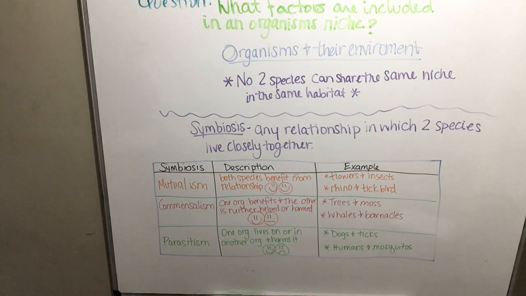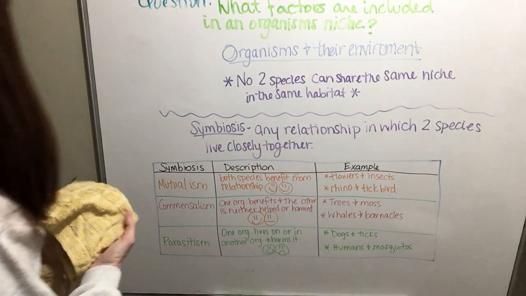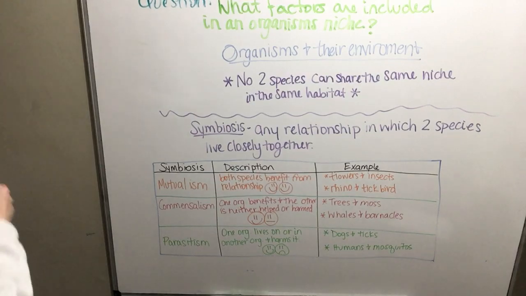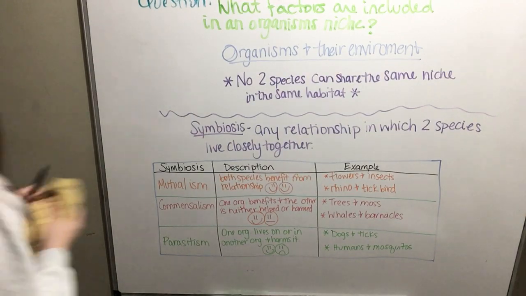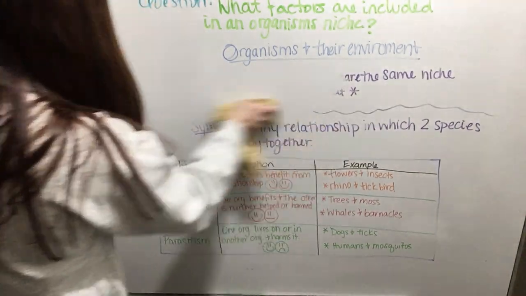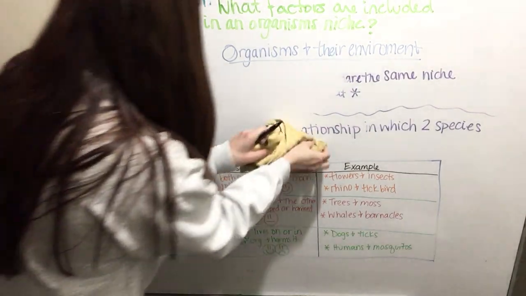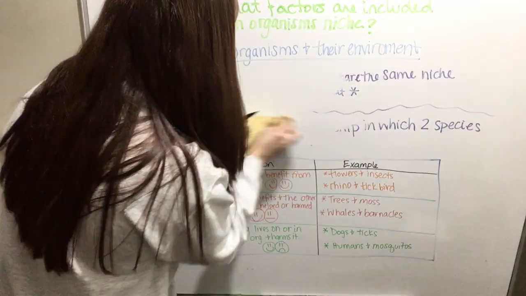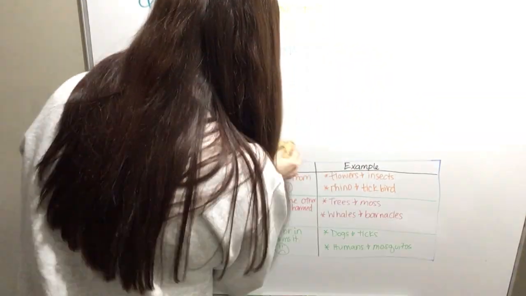Okay. The last thing is we're going to define predators and prey, and then we will be done with our notes for today. Tomorrow, your activity will go along with these notes, and it'll be linked up on Google Classroom.